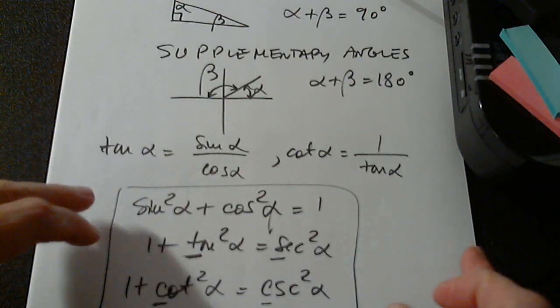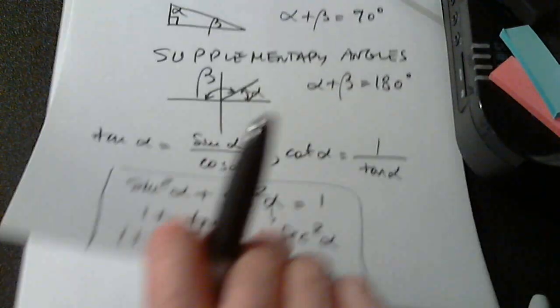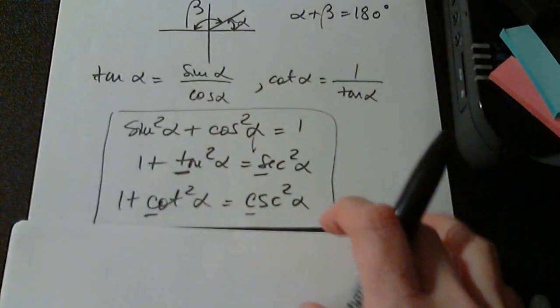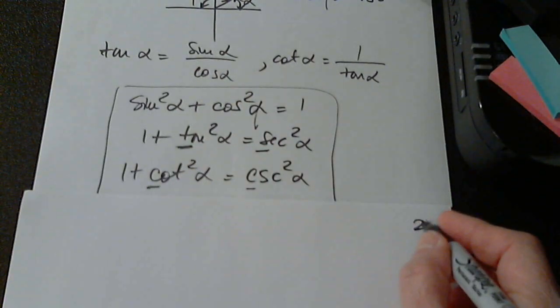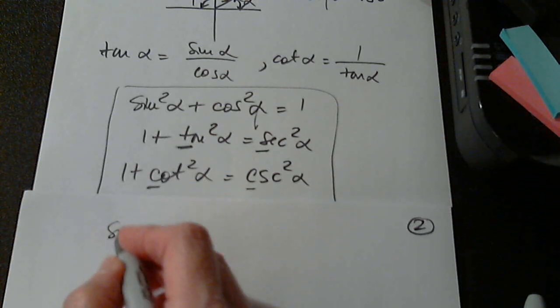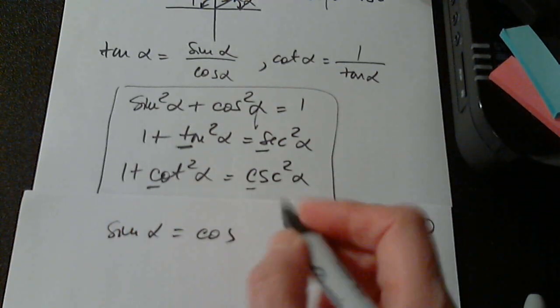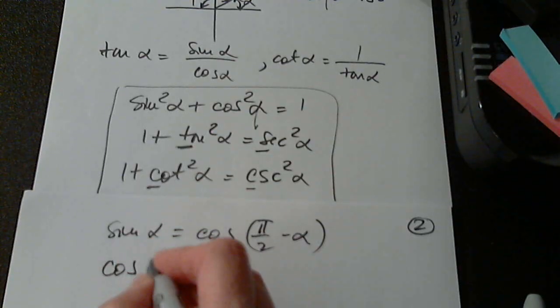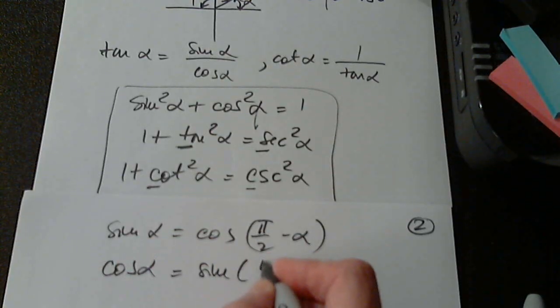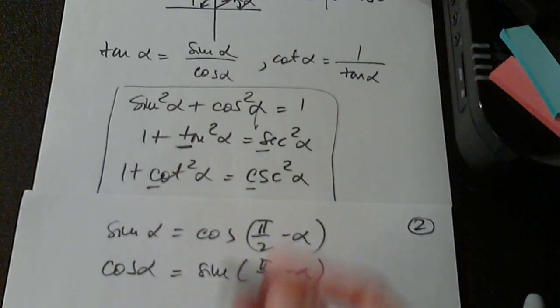And the cofunction identities, I'm just going to write 2 of them. As you know, there are 6. So sine alpha equals cosine of pi over 2 minus alpha, and vice versa. Cosine alpha equals sine of pi over 2 minus alpha. But we have the other 4 as well. 2 more between tangent and cotangent, and 2 more between secant and cosecant.